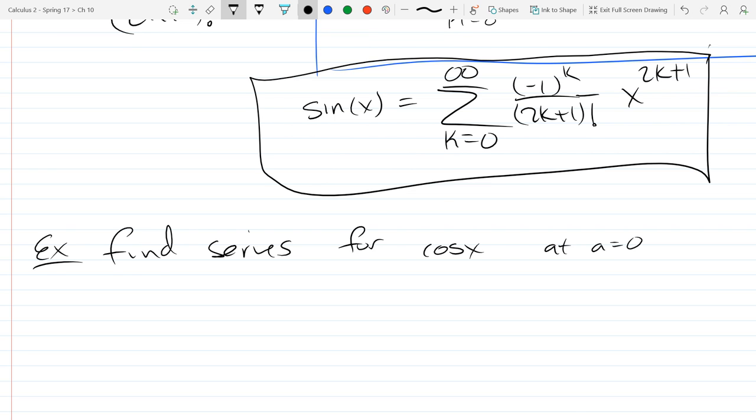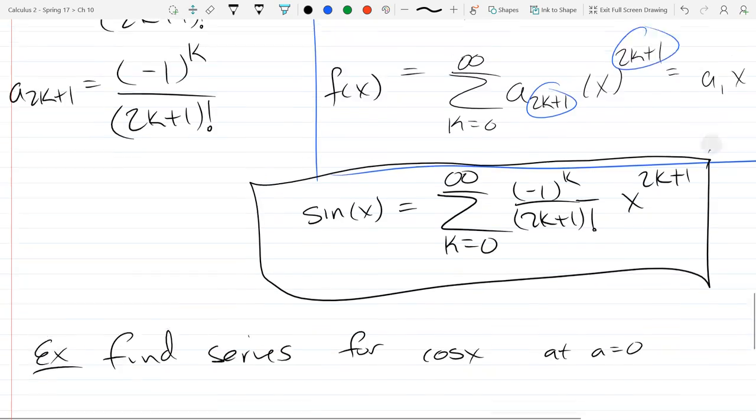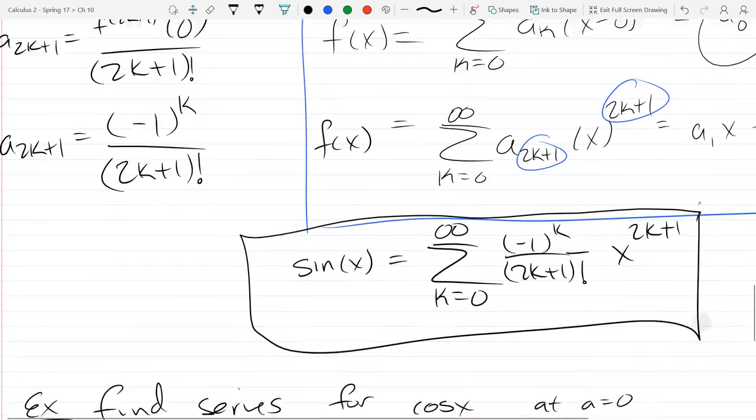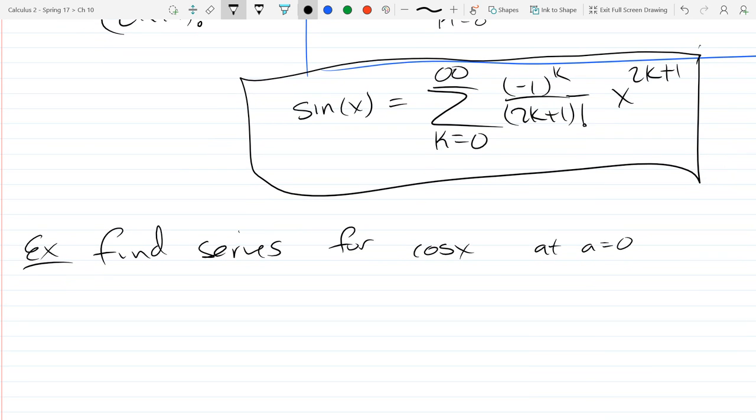But there's another way. Instead of going and redoing everything, this is a lot of work to do. How can I use the fact that sine is this series to figure out the series for cosine? How are cosine and sine related? They're related in a few ways, but what's the easiest calculus way they're related? So I can't just write equals, but what can I do to one of the two sides to make this equal?